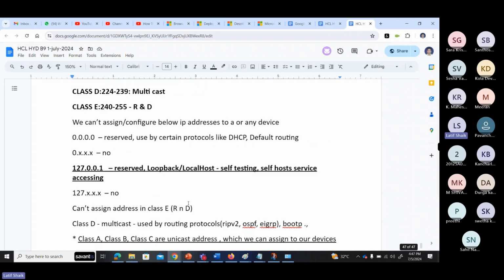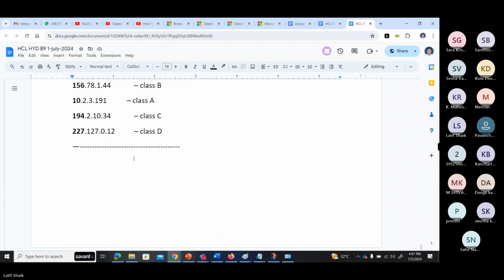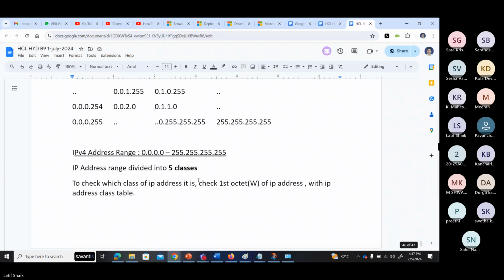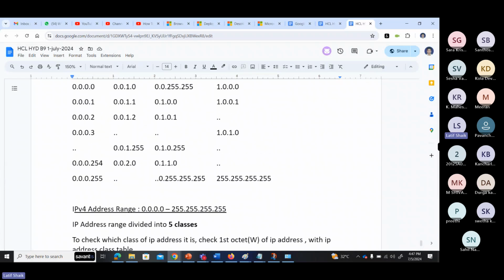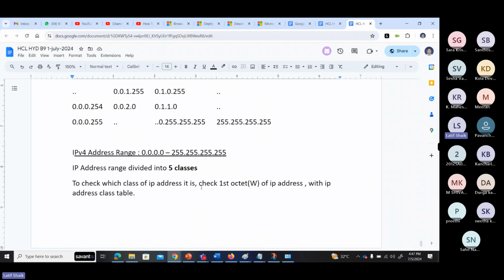Only two concepts today: what is the IP address, and classes, subnet mask, ranges. Not more than that for today, because I'm also not feeling well. I feel a little less energy and a little feverish also.